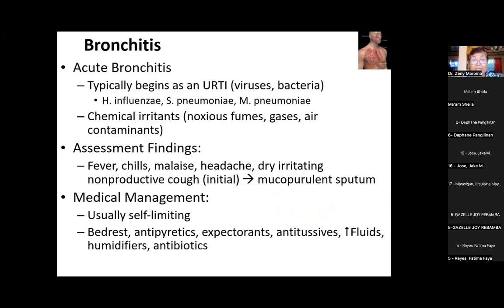So, encourage the patient, bed rest, no? Kasi syempre napapagod siya, nanghihina because of altered tissue perfusion. Kailangan mo ng antipyretic kasi may lagnat, no? And expectorant will stimulate coughing reflex kasi may dapat ilabas, no? So bigyan natin ng expectorant.